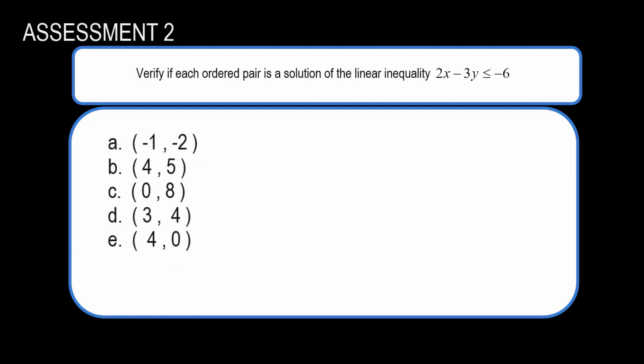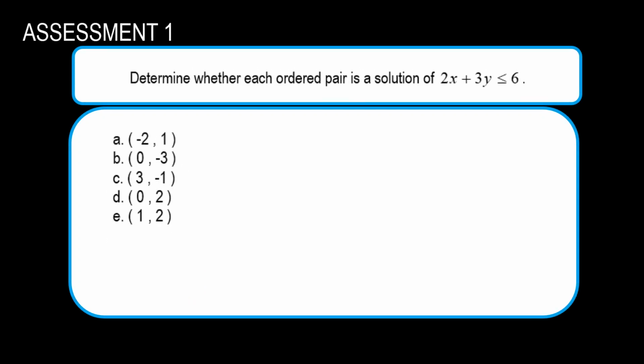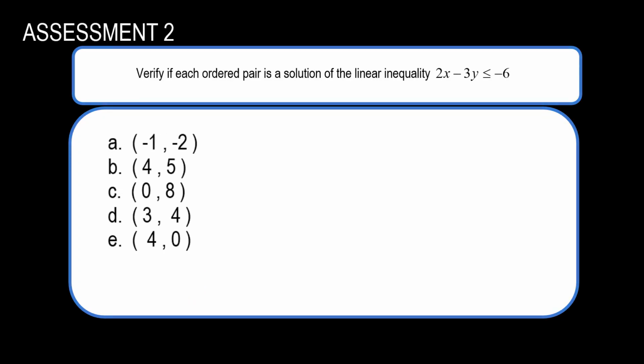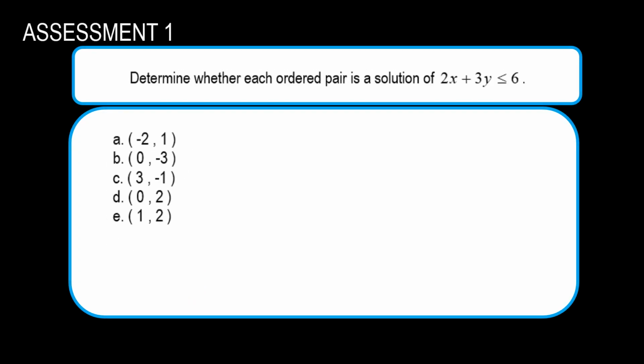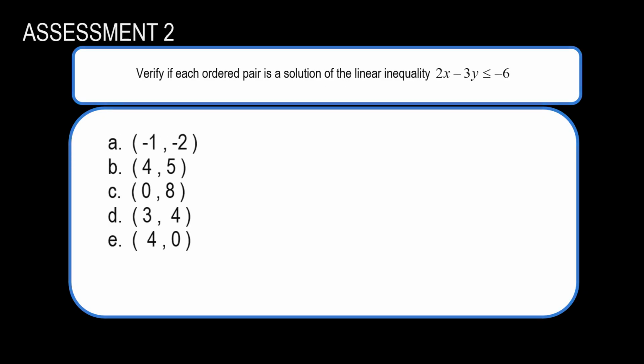And the assessment number 2, you have to verify the ordered pair if solution of linear inequality. They are actually the same. So determine whether each ordered pair is a solution and verify. The only difference is in determine, you can draw. And if you want to verify, you have to solve for the inequality using the values given on A, B, C, D, and E. Okay?